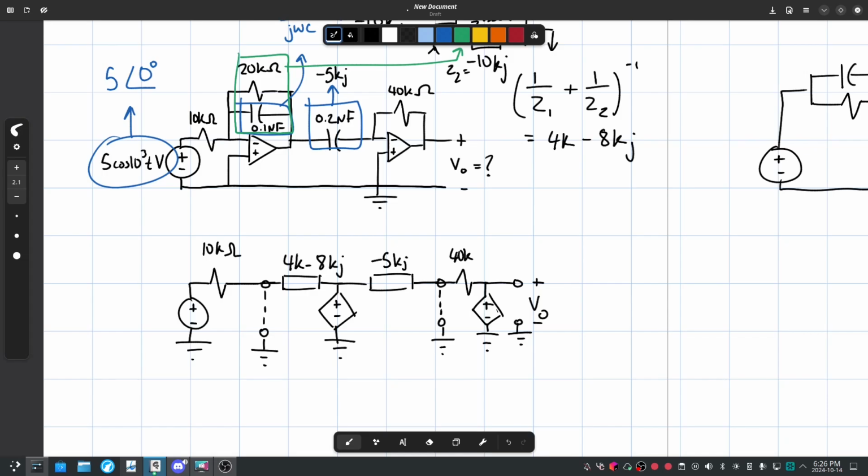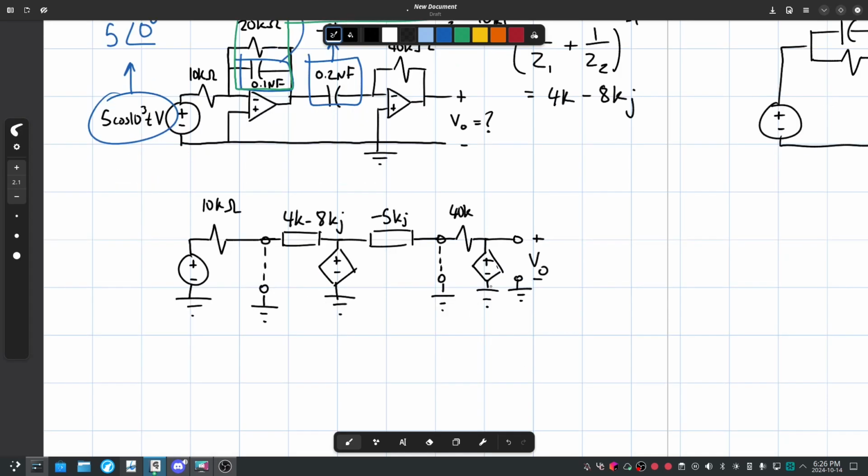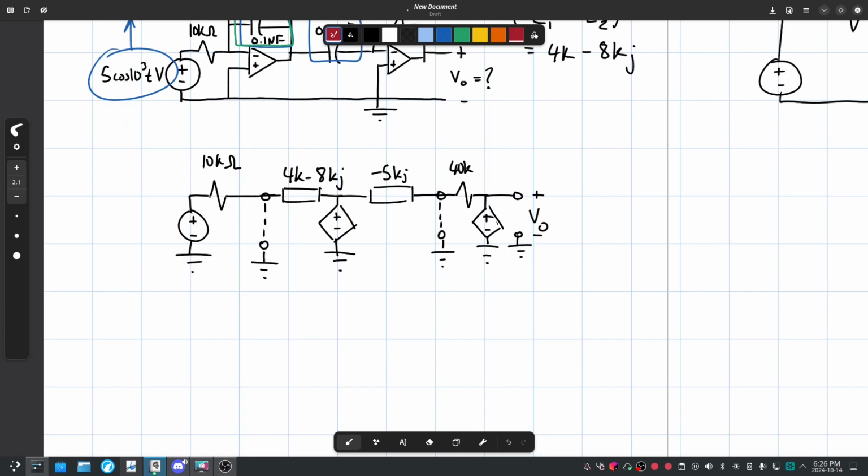Do you guys is there anything I sort of went too fast that's hard to understand? Okay, I'm gonna assume that everyone sort of gets what's going on here.